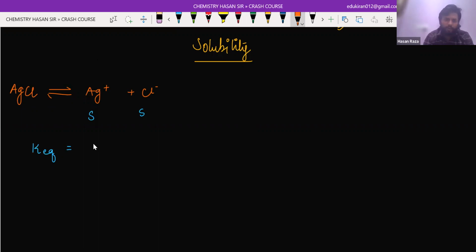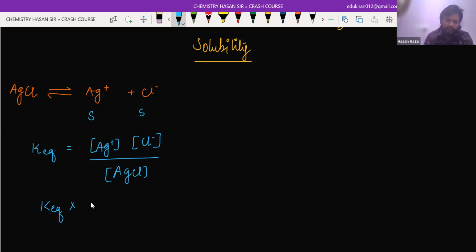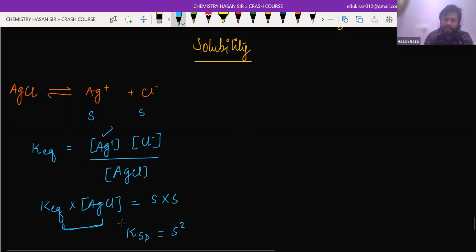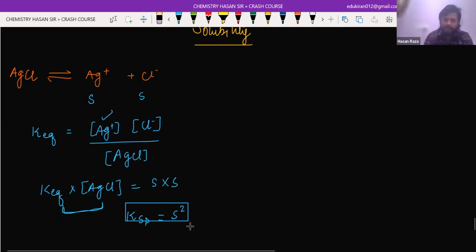This is your AgCl. So it will be written as solubility. So molarity of Ag plus upon molarity of Cl minus. And then there will be molarity of AgCl. So you can write directly K equilibrium into AgCl, that will be equal to concentration of Ag plus is S into S. And you know that this AgCl into K equilibrium is basically solubility product, KSP. We say it is KSP. This is your solubility product.